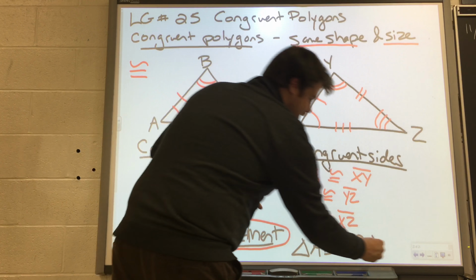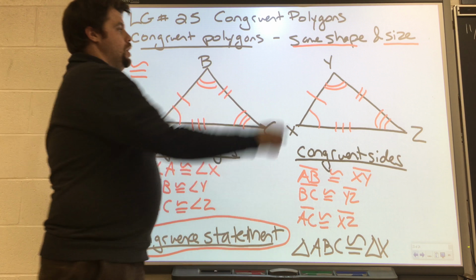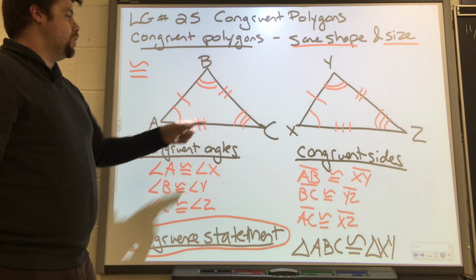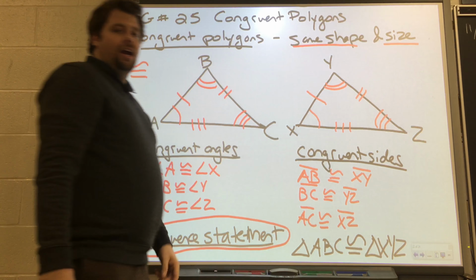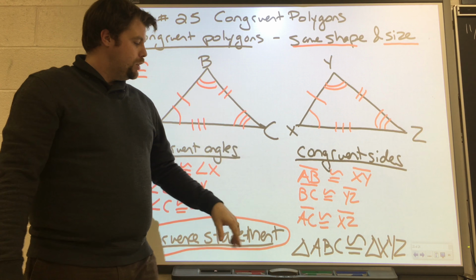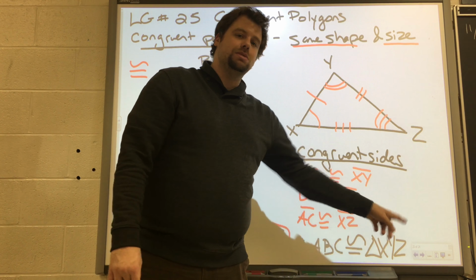X. So that has to be listed first. And what goes along with B? Y. That has to be listed second. And what goes along with C? Z. That has to go third. And your congruent statement has to be in order so that you can see that A goes with X, B goes with Y, and C goes with Z.